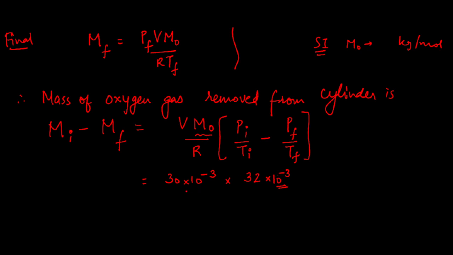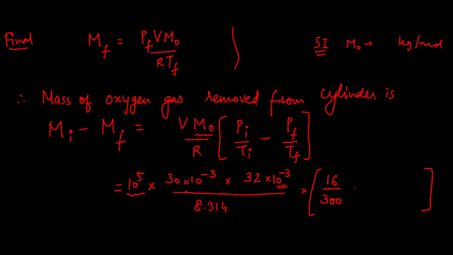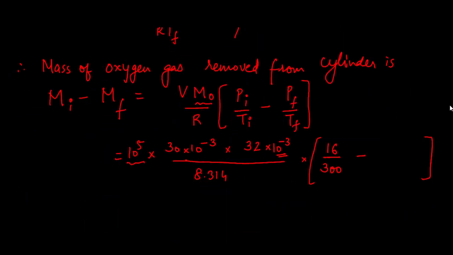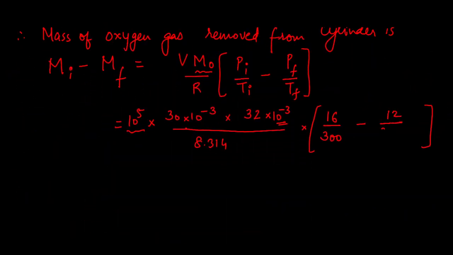Okay, divided by R value 8.314 અને અહીંયા PI by TI અને એવી રીતે મૂકી દો. Now you see, whenever you will put pressure, ATM માં આપ્યું છે, so you will have 10 raised to 5 common. This 10 raised to 5 comes from ATM to Pascal. Okay, પહેલા કેટલું હતું? 16 થયું હતું ને? હા, 16 upon initial temperature 300 minus, એવું જ છે ને? હા, 12 upon 290. I hope all of this is clear.